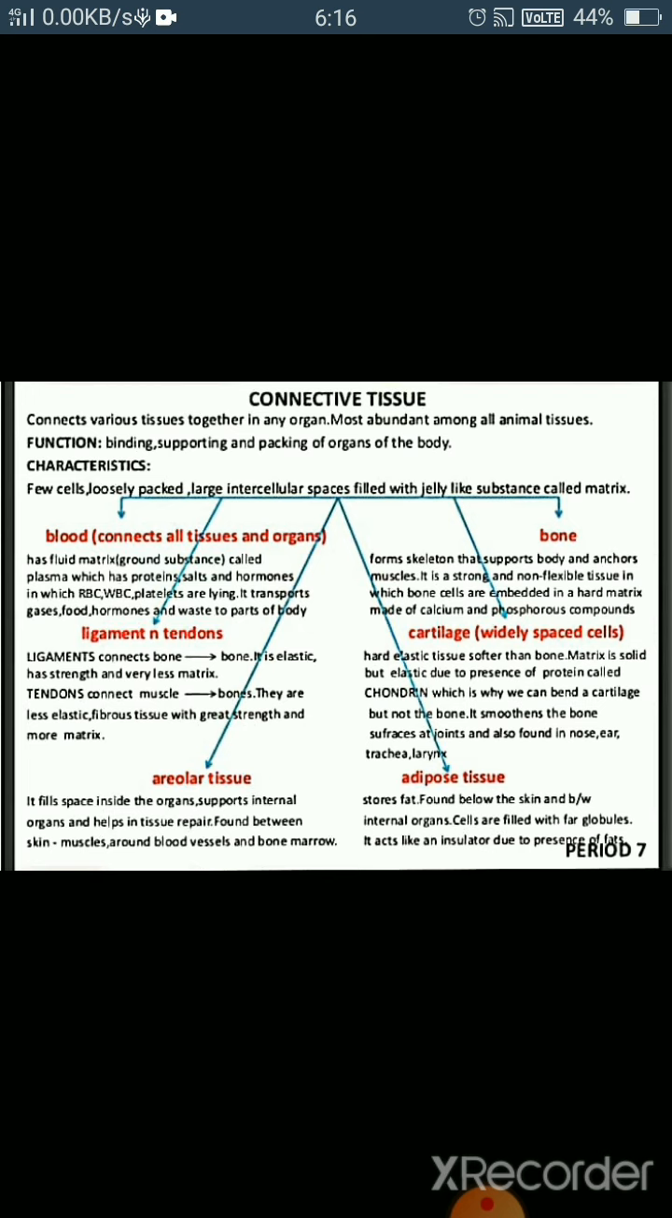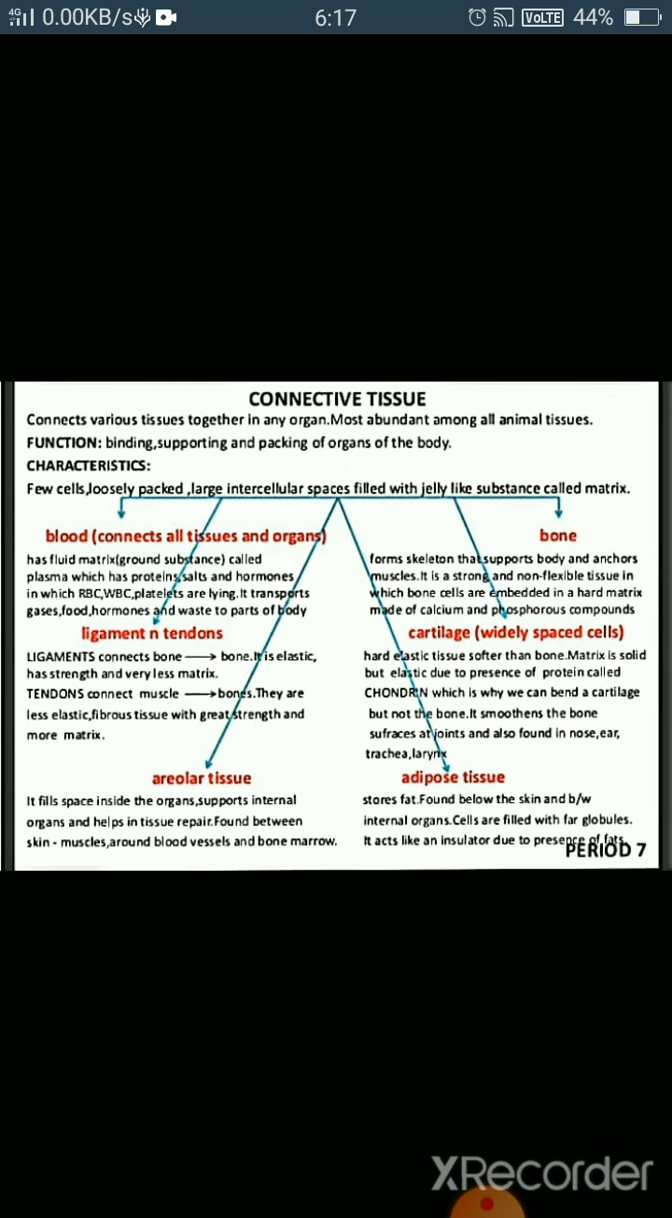Another is bone. Bone is another example of connective tissue, as it forms the framework of the whole body that supports the body. It also anchors the muscles and supports the main organs of the body. Another is ligament.